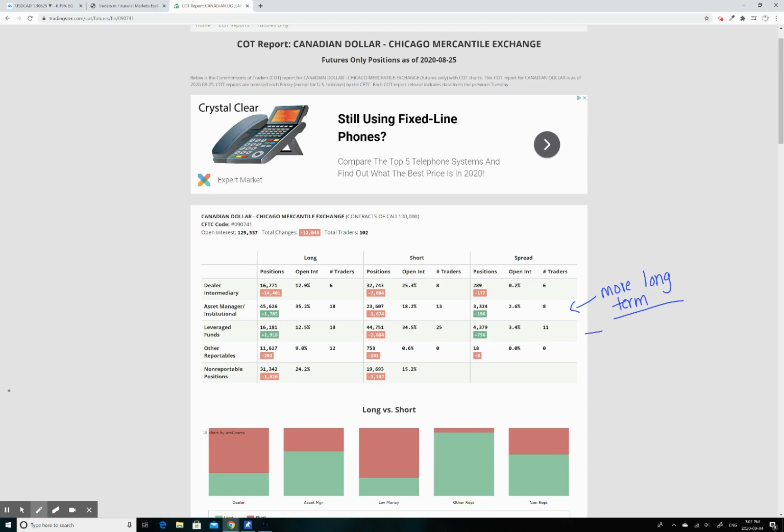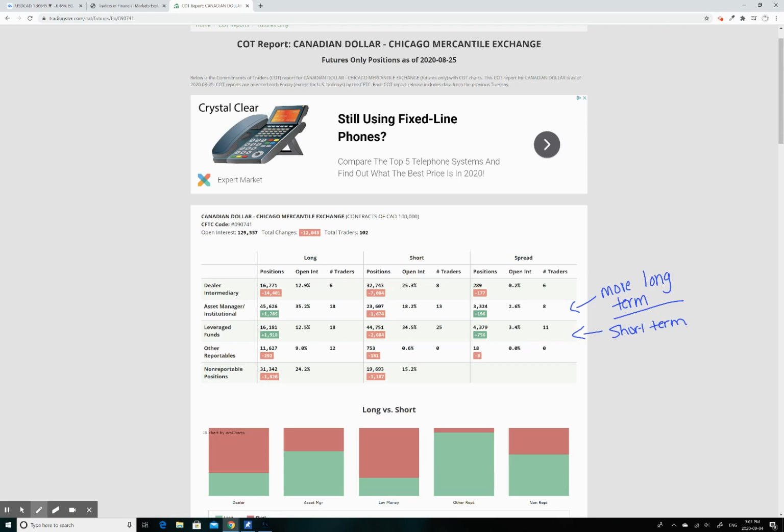The hedge funds, when you see a big shift in what the hedge funds are doing, they're going to take action really fast. So you're going to see that come to light a lot quicker than you would based on what the institutional traders are doing.